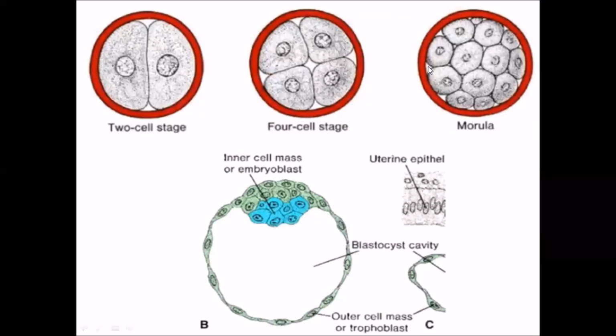Wherein there will be multiple cells packed within a membrane. So the membrane will restrict the expansion, and then it enters the blastocyst. So the blastocyst is composed of two cell layers. The outer cell mass is called the trophoblast. The inner cell mass, which is blue in color, is called the embryoblast. So our focus is mainly on the inner cell mass or the embryoblast.